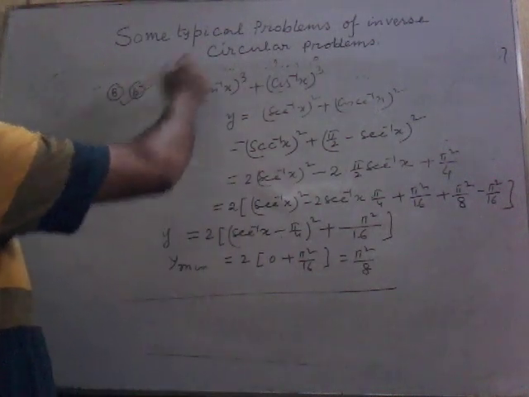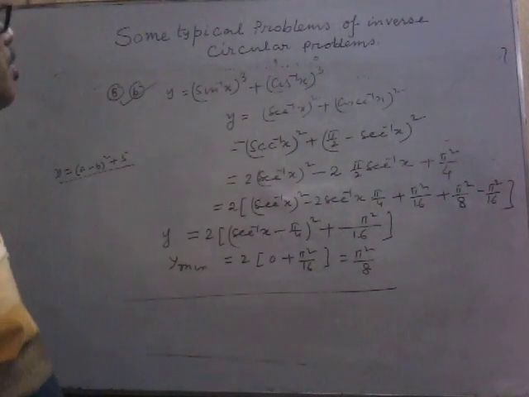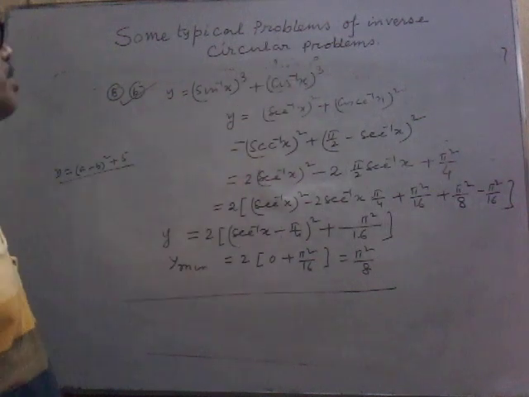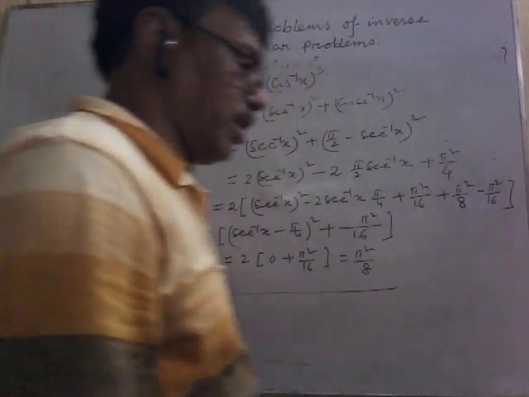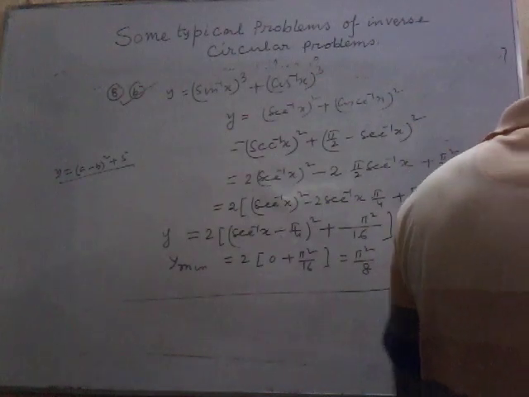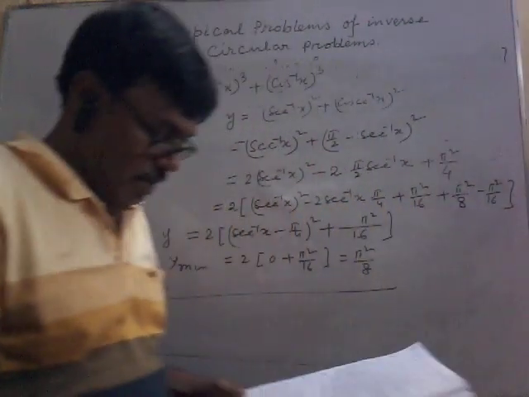Similarly, the second one, sin inverse x, cos inverse x, this is pi by 2 minus this. Next problem.